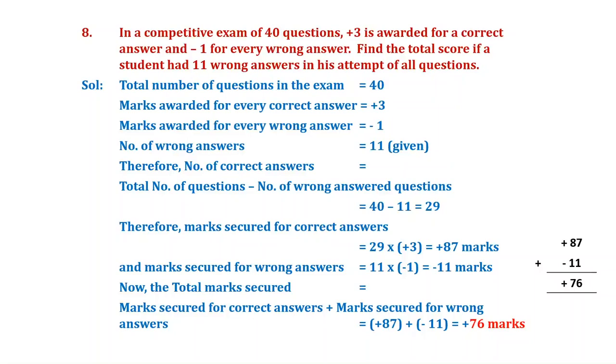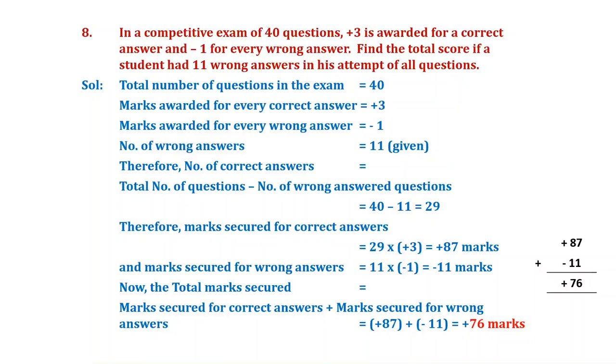So find the total score if a student had 11 wrong answers in his attempt of all the questions. He is not given how many questions he answered, but he is given the number of wrong answers, which are 11. So to find out the number of correct answers, first you have to subtract the 11 from 40 to get the number of correct answers.